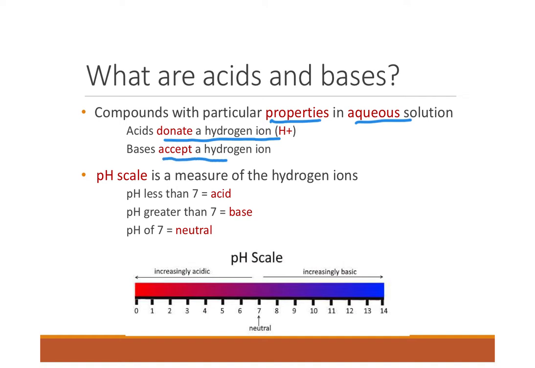We use the pH scale to measure the amount of hydrogen ions. So a pH that is less than 7, smaller numbers, is an acid. The smaller the number, the stronger the acid. A pH greater than 7 would be a base, also called alkaline. And a pH of exactly 7 would be considered neutral.